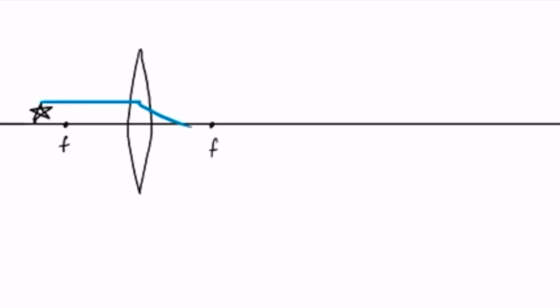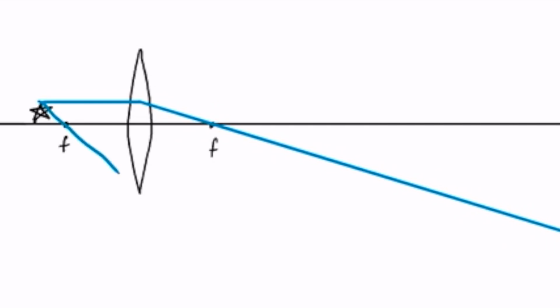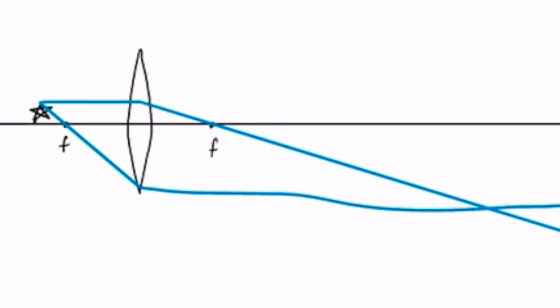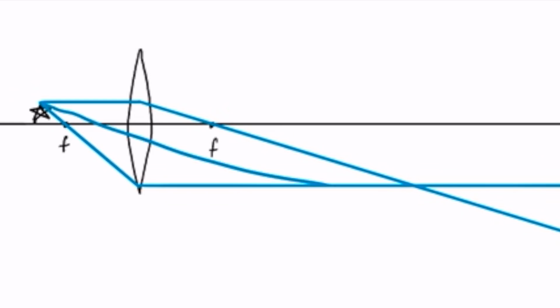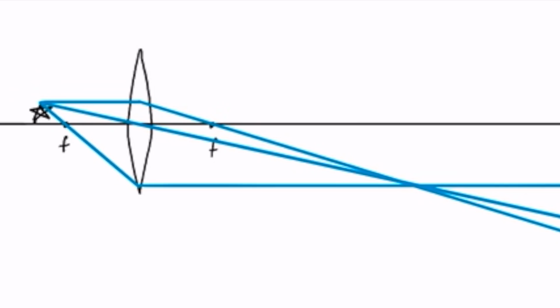One ray starts parallel to the optical axis, then goes through the far focal point. One goes through the near focal point, then parallel to the optical axis. The final ray just goes straight through the center of the lens and comes out at the exact same angle. Look where these rays converge. This is where our image is formed, just like this.